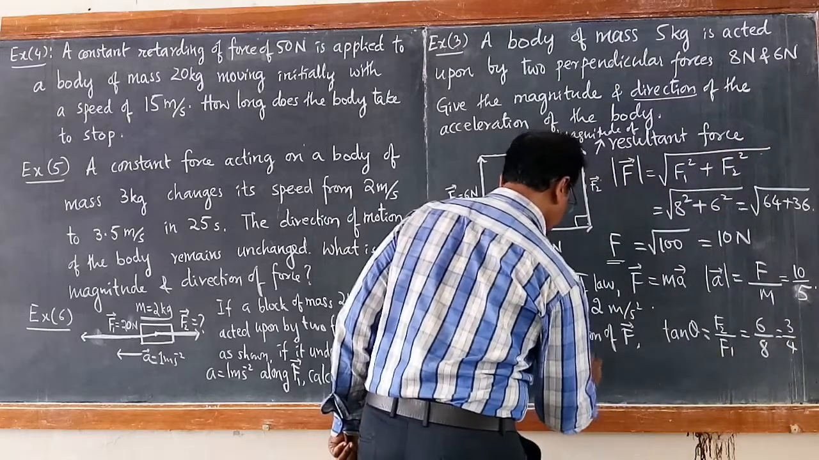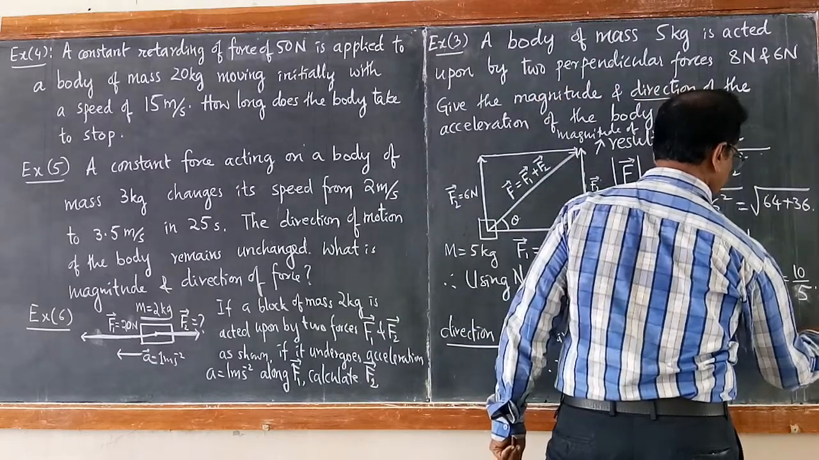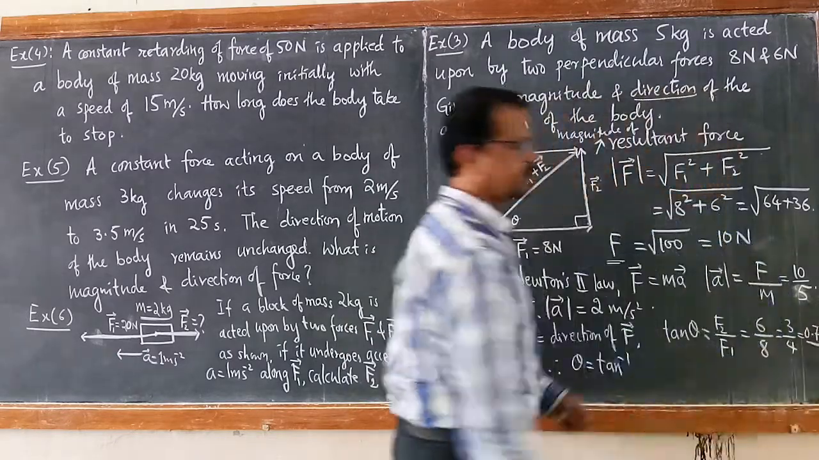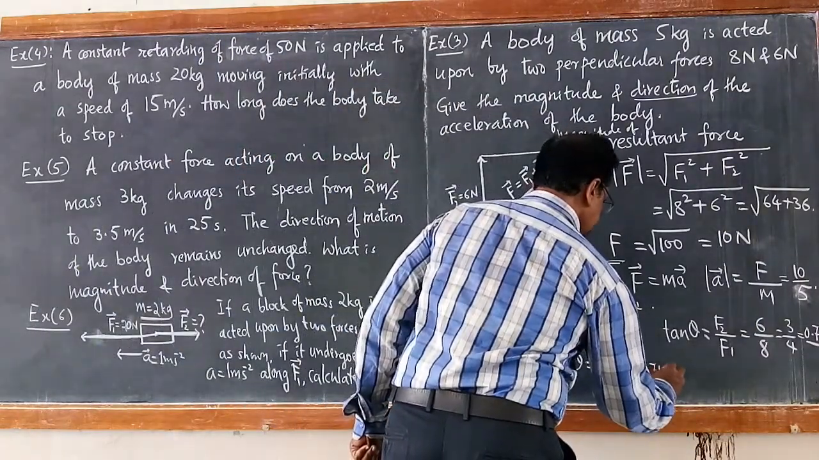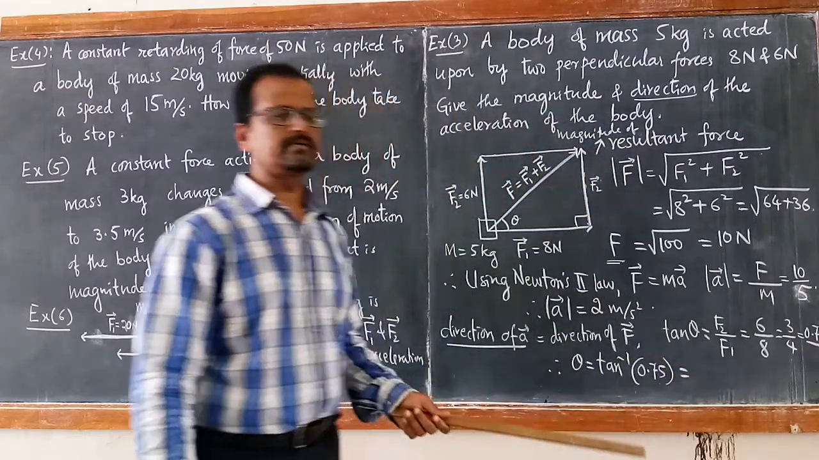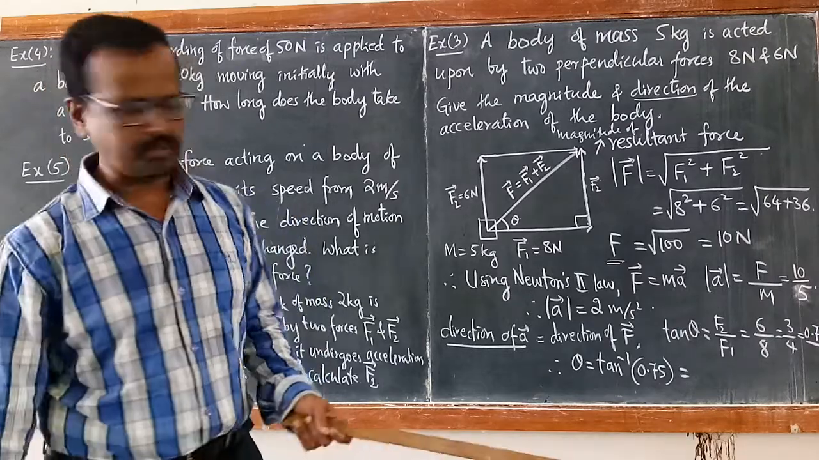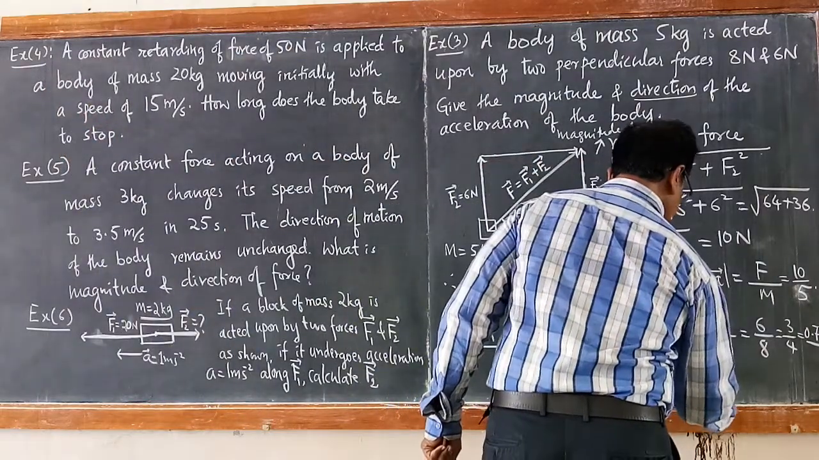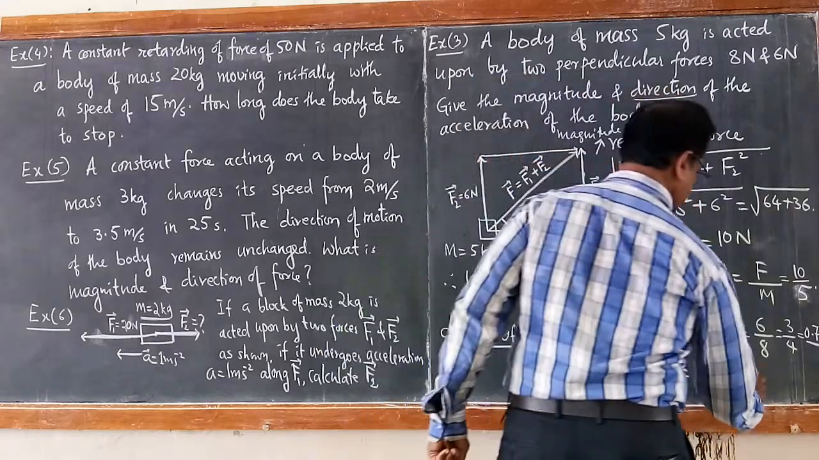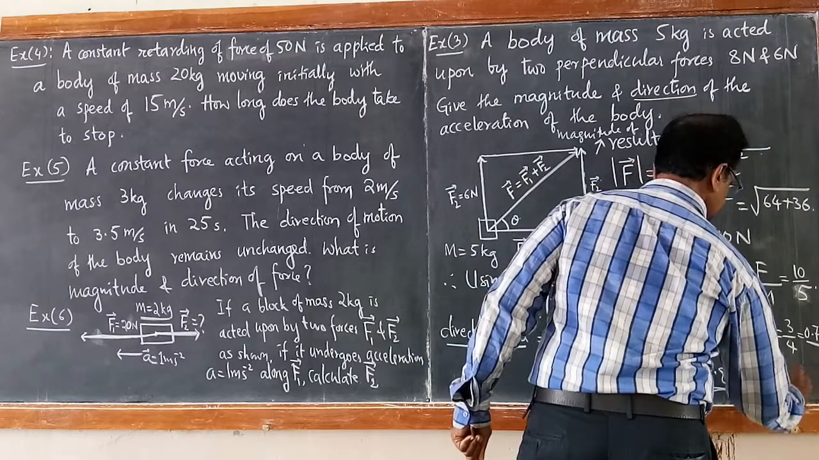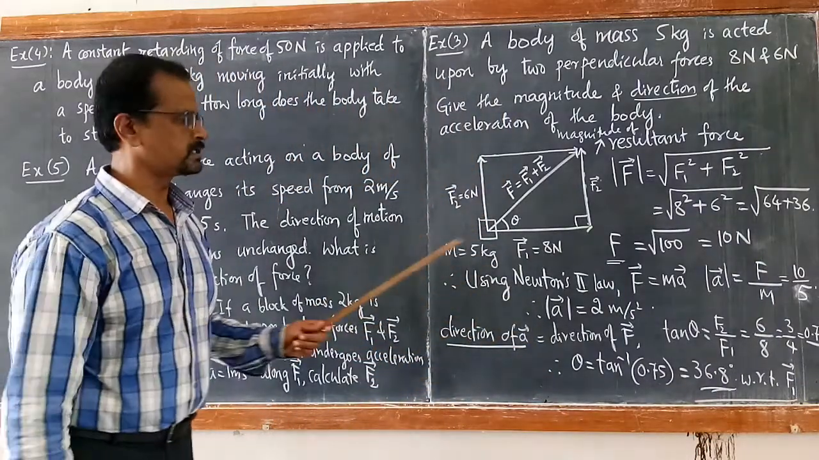So therefore theta is equal to tan inverse of 3 by 4. 3 by 4 is nothing but 0.75. So tan inverse of 0.75. If you refer to the table, tan inverse of 0.75 comes out to be about 36.8 degrees, with respect to vector F1. So this is how we need to solve such problems.